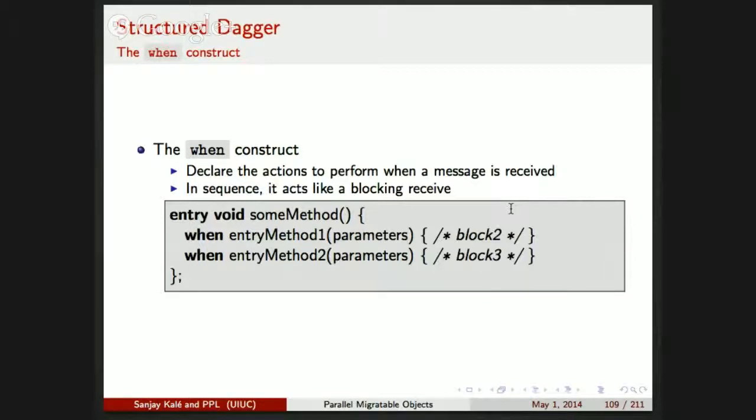Sorry, is this a method inside of the class? Yeah, this is actually going to be in the CI file. So this is an entry method, some entry method, so we can invoke this on a chare remotely as we normally would. And the body of this says, first wait to make sure you have an entry method 1 message. When there exists a message in the queue that matches this pattern, we can go ahead and execute some chunk of code, and then again wait until you have something that matches entry method 2 with these parameters, and then execute the next block of code.